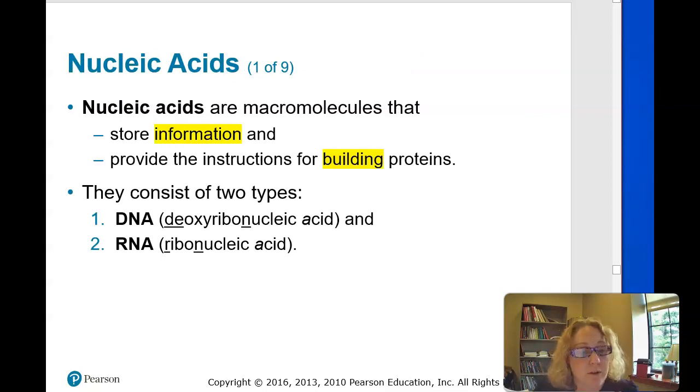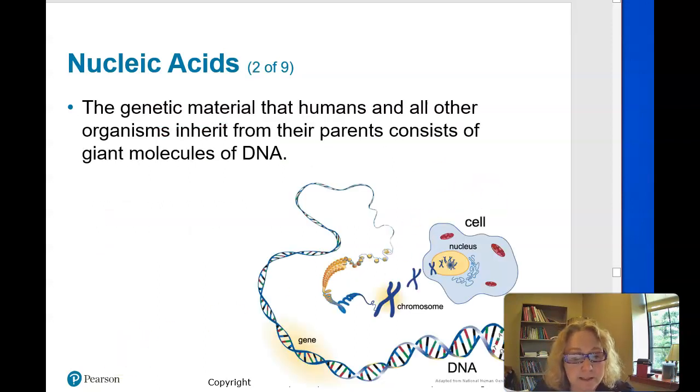Proteins are made by nucleic acids. Nucleic acids are macromolecules that store information. They provide instructions for building proteins. There are two types. These should not be brand new words for you. DNA, RNA. Deoxyribonucleic acid, ribonucleic acid. So those are the two types of nucleic acids. Nucleic acids will ultimately make protein, the genetic material that humans and other organisms inherit from their parents.